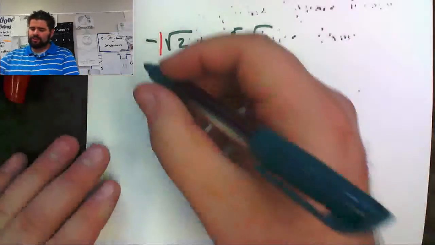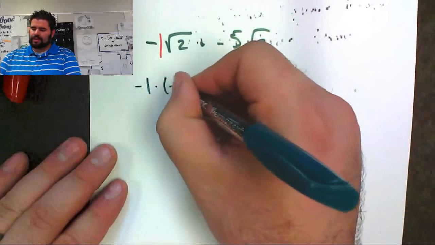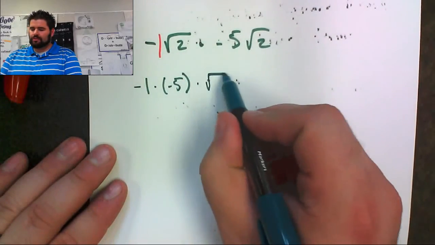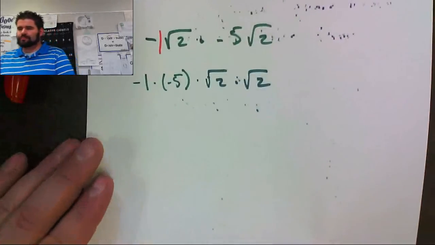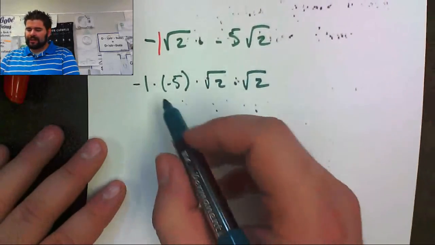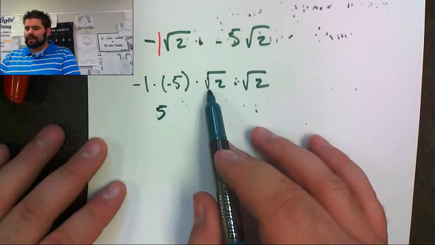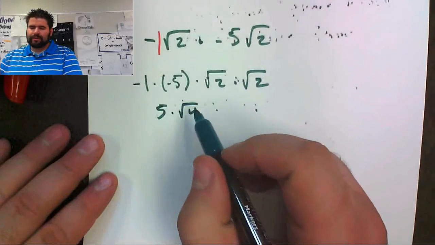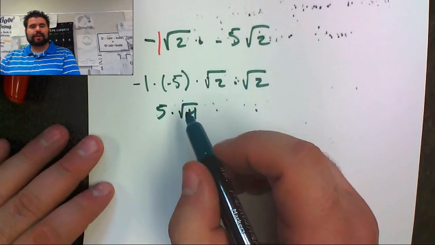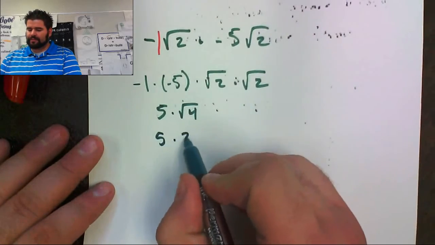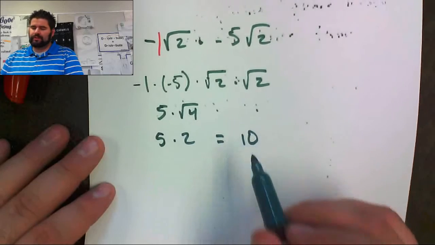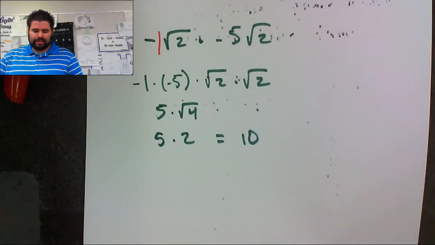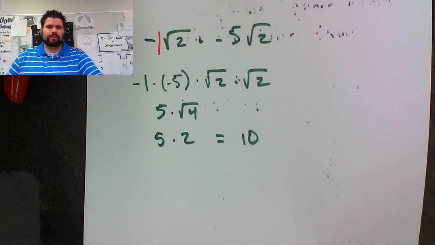So I'm actually going to multiply negative 1 times a negative 5. Then I'm going to multiply the two 2's together. So square root of 2 times the square root of 2. Negative 1 times negative 5 is a positive 5. Square root of 2 times the square root of 2 is square root of 4. And we know the square root of 4 is a perfect square. It turns into 2. So 5 times 2, and that is equal to 10. Awesome. So a couple easy examples there. And that would be how you multiply square roots together.